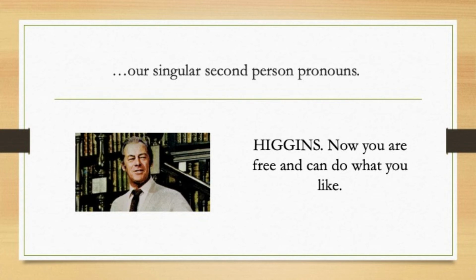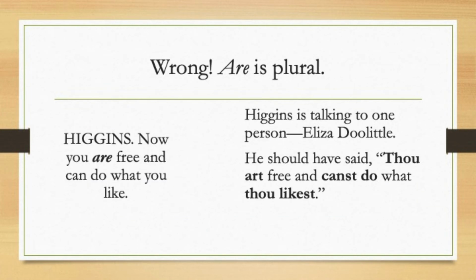Our singular second-person pronouns. In Act 4 of Pygmalion, Henry Higgins is talking to Eliza after the embassy reception, and he says, "Now you are free and can do what you like." In the 1600s and 1700s, sentences like Henry's infuriated teachers and grammarians. "Are" is plural. Higgins is talking to just one person, Eliza Doolittle. He couldn't use "are." He should have said, "Thou art free and canst do what thou likest." And there's another problem. Eliza is Henry's social inferior. In Shakespeare's day, Higgins would never have addressed her with the formal "you."